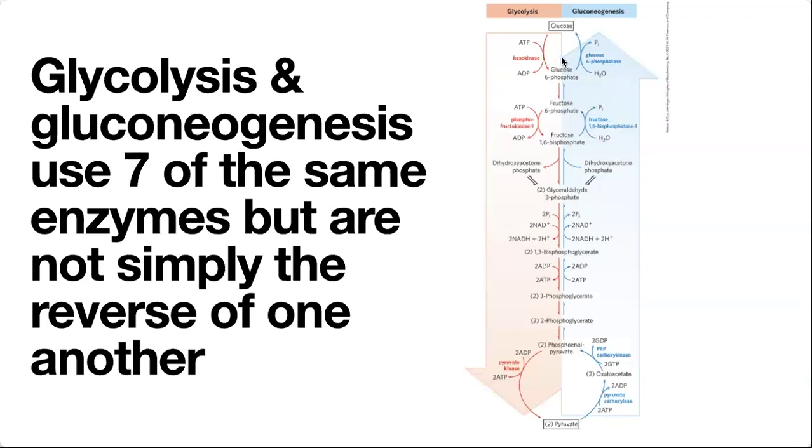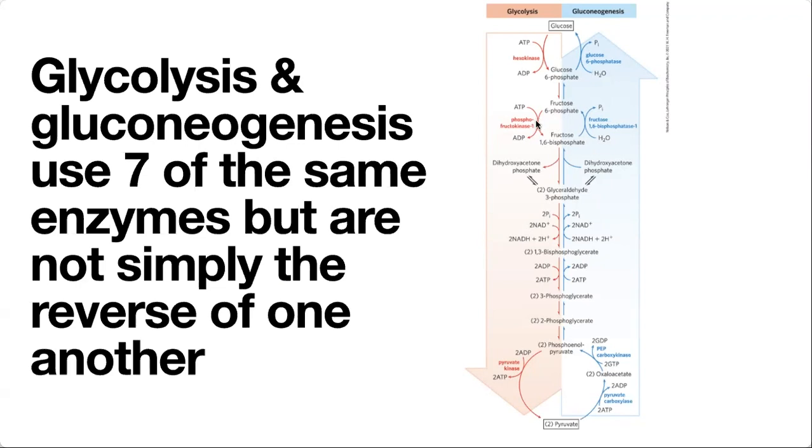So for example, the first reaction of glycolysis is carried out by hexokinase. And in gluconeogenesis, the opposite reaction is going to be carried out by glucose-6-phosphatase. And these can be regulated reciprocally, so that when we turn off hexokinase, we turn on glucose-6-phosphatase, and things like this.